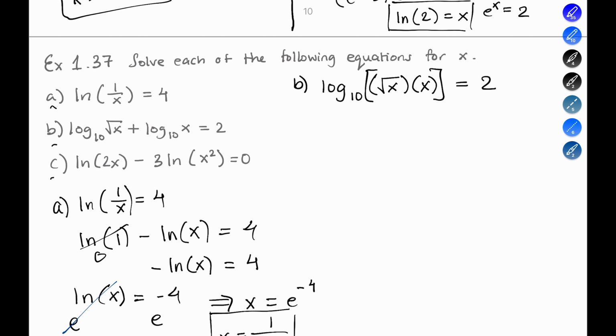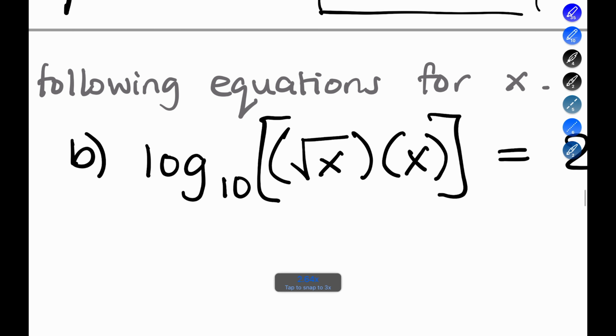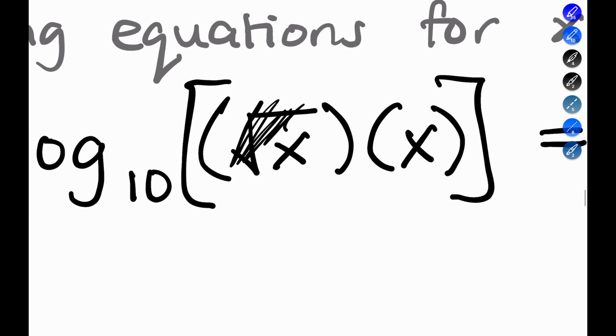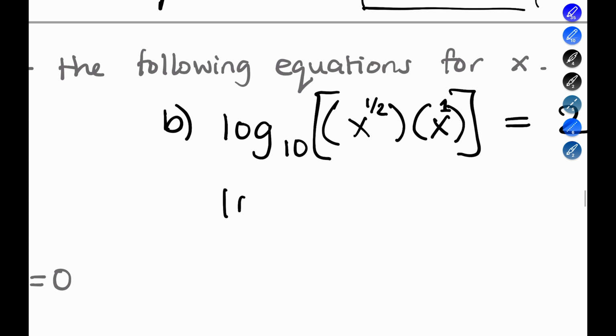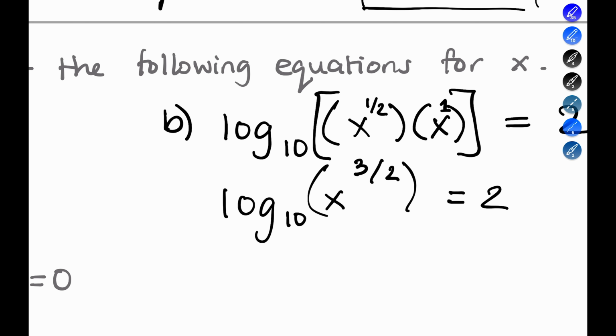So what we could do now is multiply these two together, and we could use an exponential rule. Knowing that the square root of x is the same thing as x to the power of 1/2, we could just then add the exponents because they are the same base. And this is x to the power of 1. So if we do that, we will get log base 10 of x to the power of 3/2, and that's going to be equal to 2.